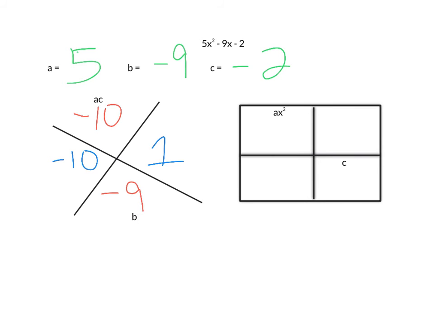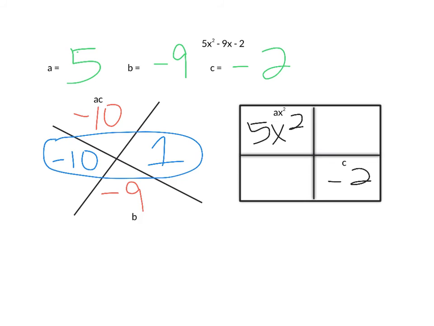So now I can start filling out my box. In the top left-hand box, I'm going to put my 5x squared, and the bottom right-hand box, I'm going to put my negative 2. And I'm going to fill out my remaining two boxes with the numbers I found in my x, negative 10x and 1x. Now that my box is filled out, I can start looking at the pairs of vertical and horizontal numbers and find their greatest common factor. If I look at 5x squared and negative 10x, the greatest common factor is 5x. If I look at 1x and negative 2, their only common factor is 1.